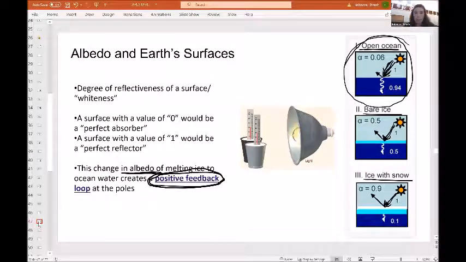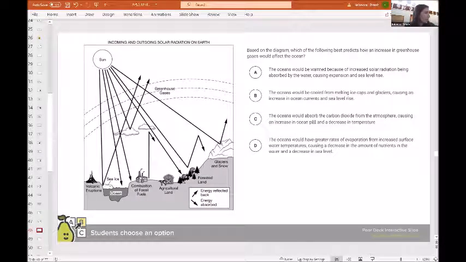And it's really important that you're able to explain it, because almost certainly you'll get some kind of question about that on the exam. All right. So let's look at another multiple choice question.